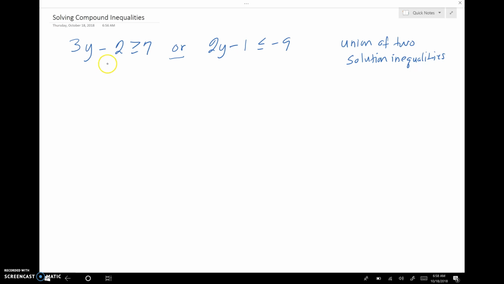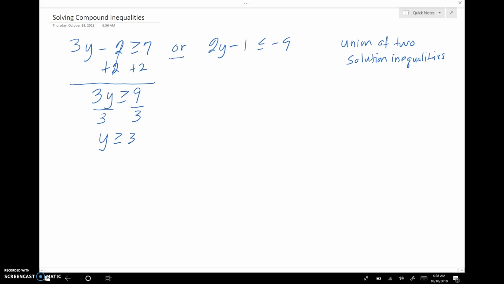So in order for us to solve for y, we're going to have to add 2 to both sides. And we notice that 2 minus 2 is 0. And we're left with 3y is greater than or equal to 9. And since we're multiplying, we're going to have to divide both sides by 3. And we're left with y is greater than or equal to 3. That's part of the solution.